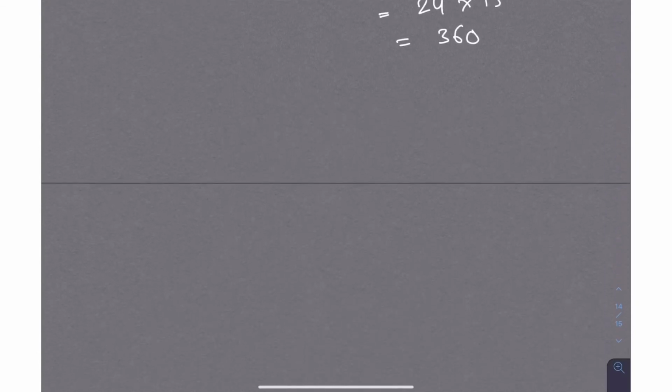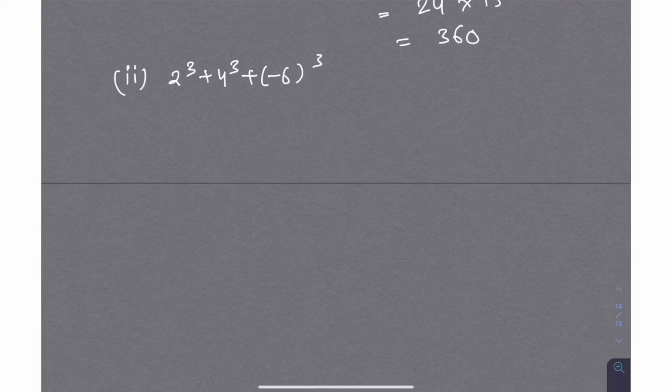Similarly, we'll be solving one more sum. This sum is 2 cube plus 4 cube plus minus 6 cube. So guys, before seeing the solution, pause the video and try to solve this sum on your own, and then see whether you are able to solve it or not, and exactly at which point you get stuck. So I guess by now you must have solved it, and now I will be sharing the solution with you.